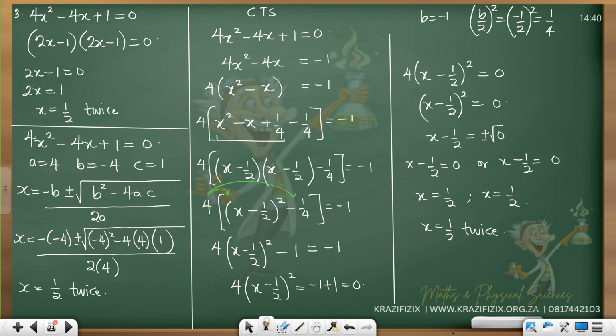Guys, are we okay with the 3 methods? 3 days, 3 methods. Are we okay? Somebody quickly take a picture of this. We move now. We move.